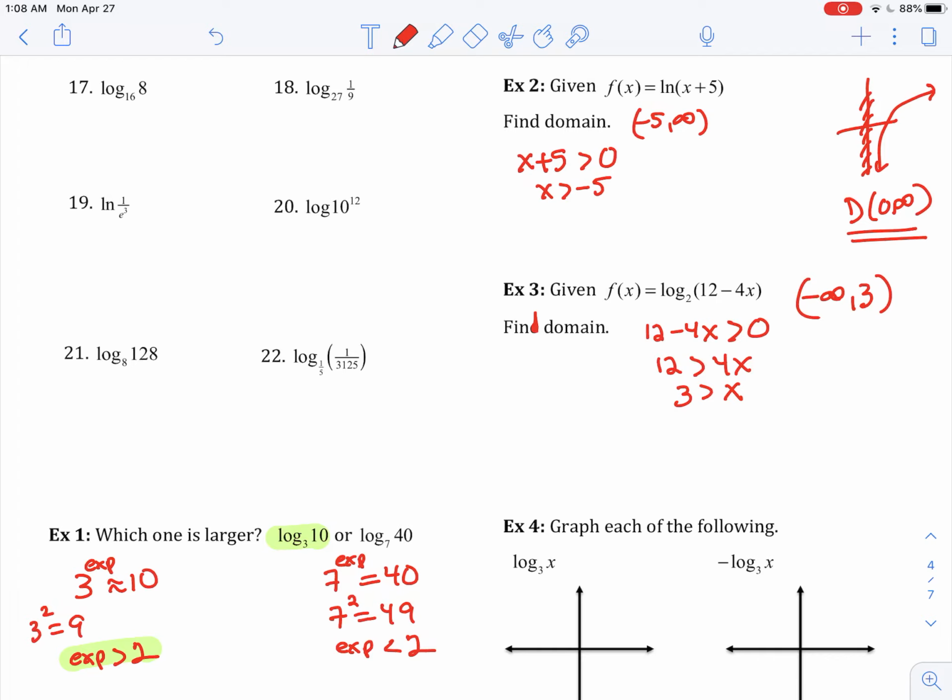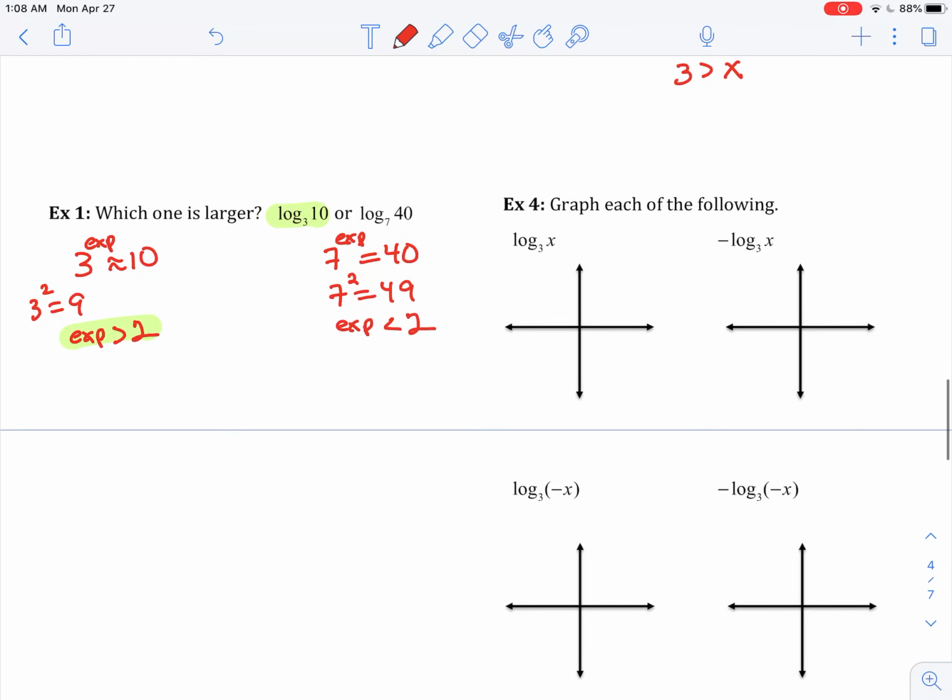So the base, whether it was base e on number 2, base 2 on number 3, is not going to impact the inequality that you need to write when you are solving for domain, because it is the quantity that you are taking the log of that you need to figure out is greater than 0.